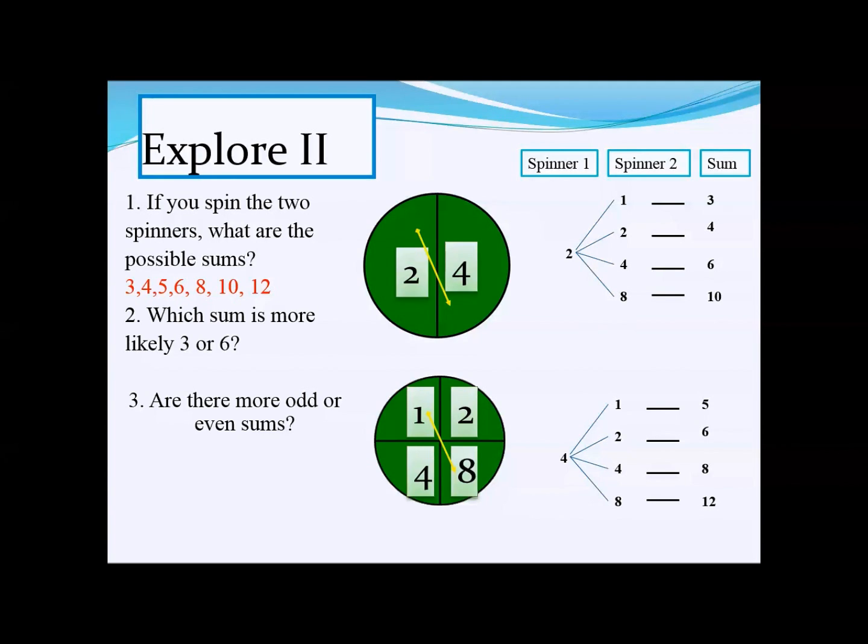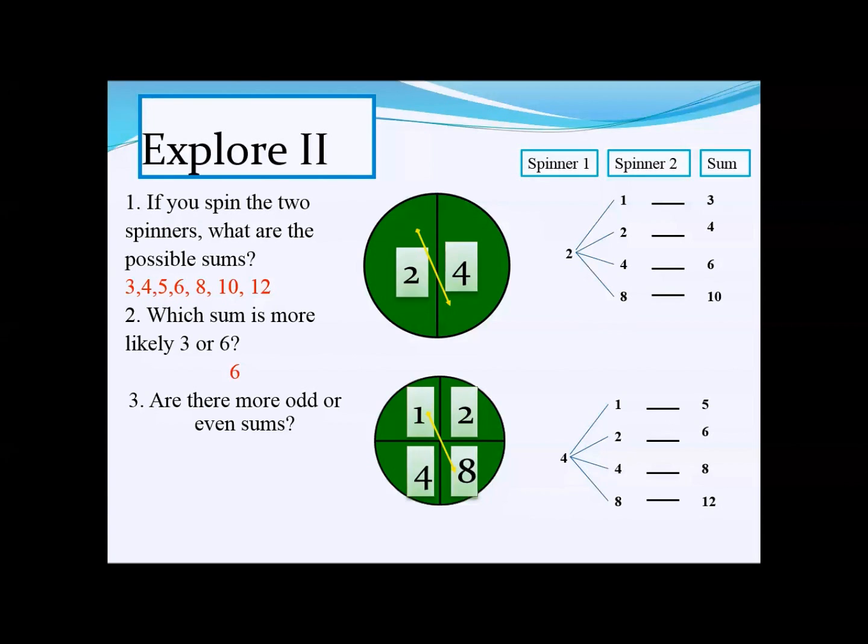Let's look at number 2. Which sum is more likely, a 3 or 6? When spinning both spinners, which sum would you likely land on, a 3 or 6? A 6. Let's look at why.